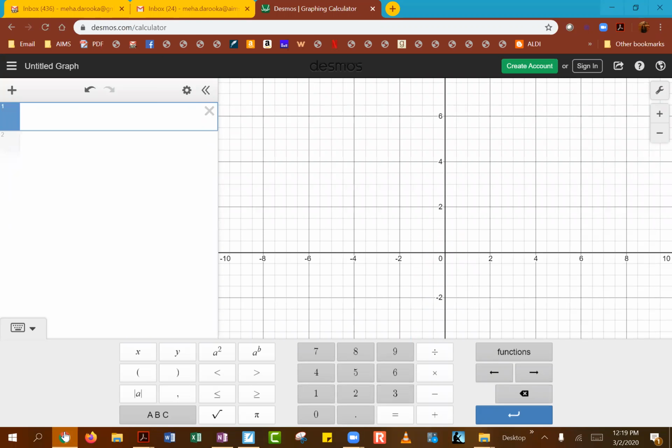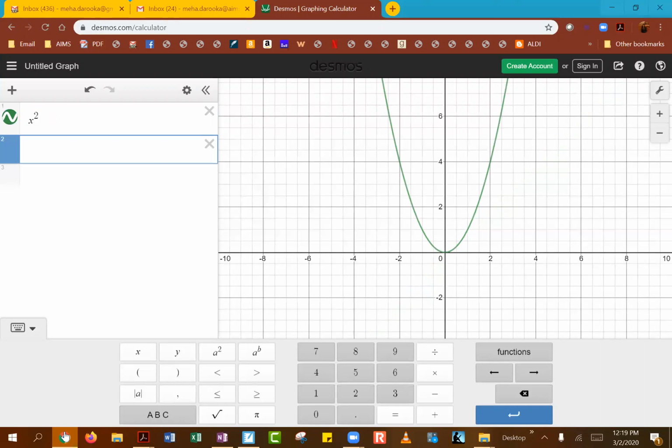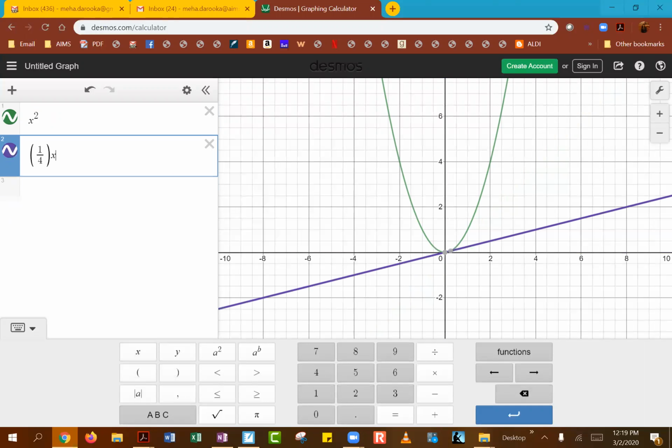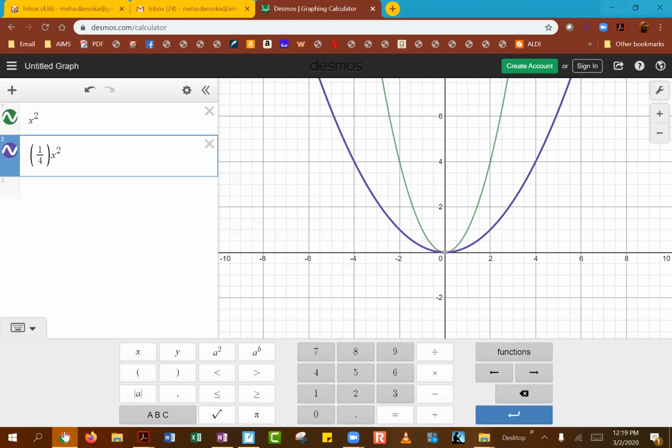I'll take it. All right, let's do our base function. So that's the x squared. Then we did 1/4. This is Desmos. Give me a second. Do you see that link right there? Desmos.com. It's just an online graphing tool.